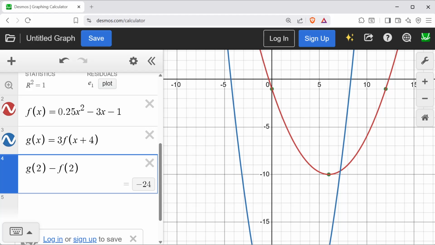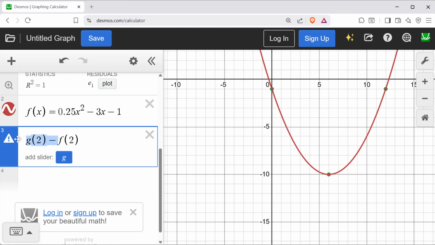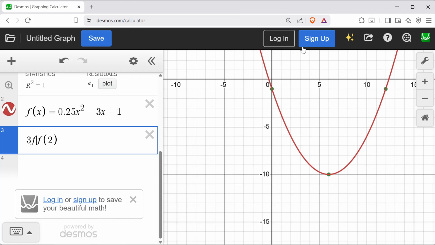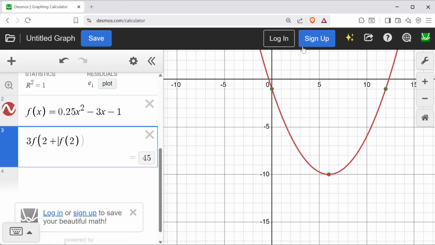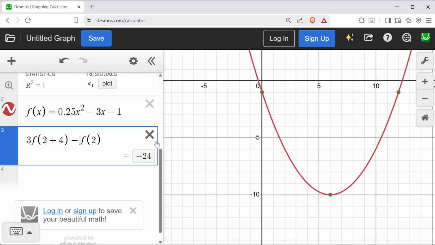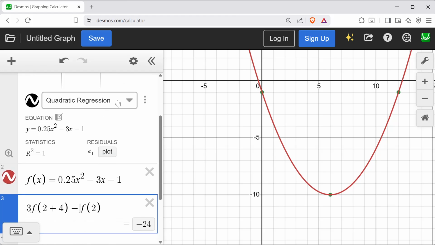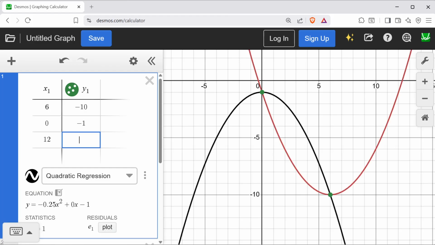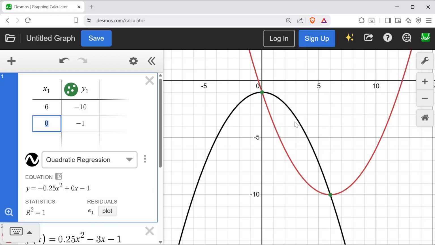Now I could have also, instead of doing that, just done the function g of x is 3 times f of x, which is 2 plus 4, minus f of 2, and it comes out to the same number. Now, if I didn't think of putting in that third point, I could have used the vertex form of the equation.